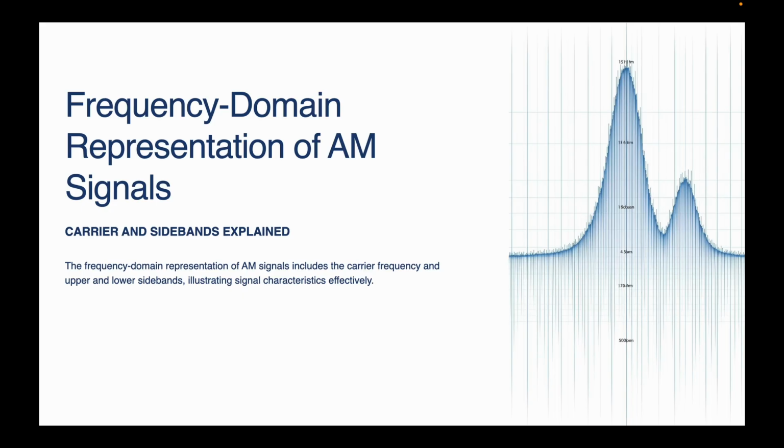Frequency domain representation of AM signal. Carrier and sidebands explained. The frequency domain representation of AM signals includes the carrier frequency and upper and lower sidebands, illustrating signal characteristics effectively.